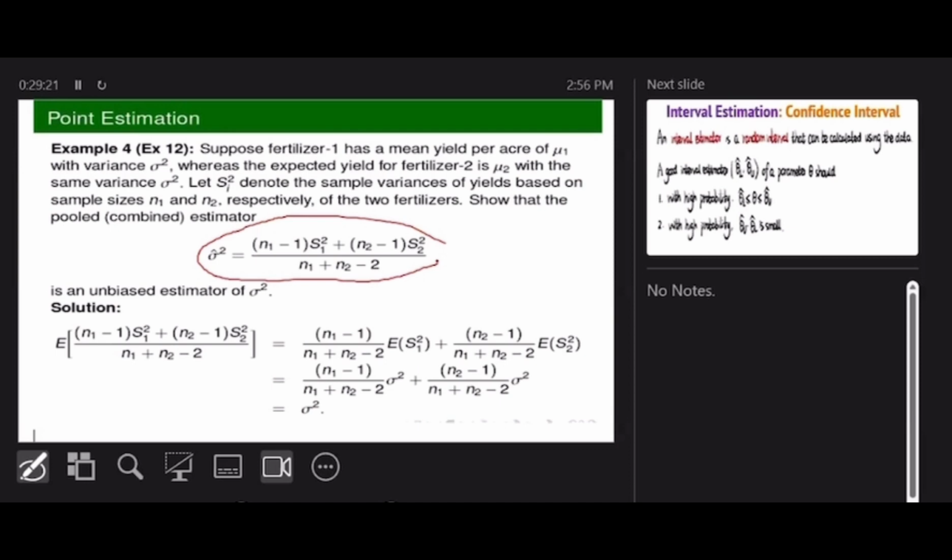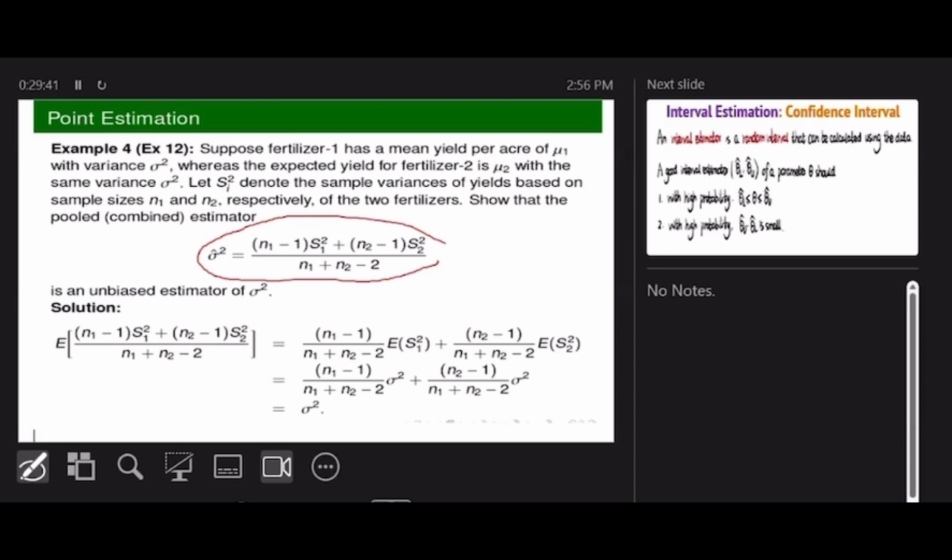And at the end of the day, when you simplify this, you're actually going to have a sigma squared. And that actually validates the pooled variance estimator that we use in statistical analysis.